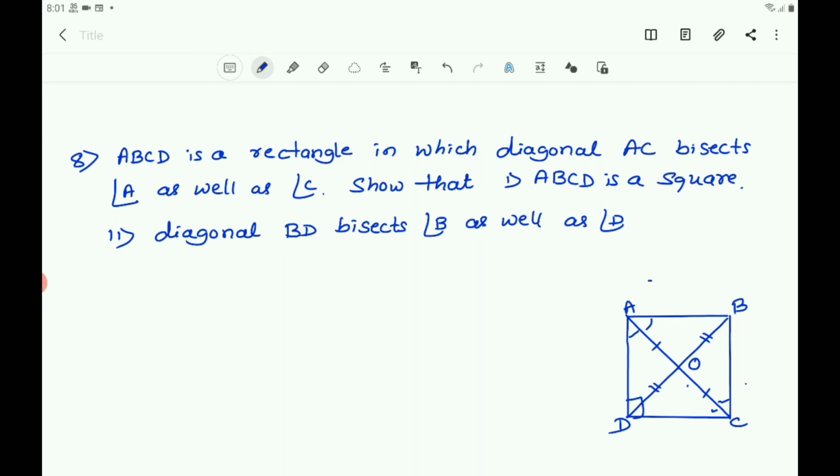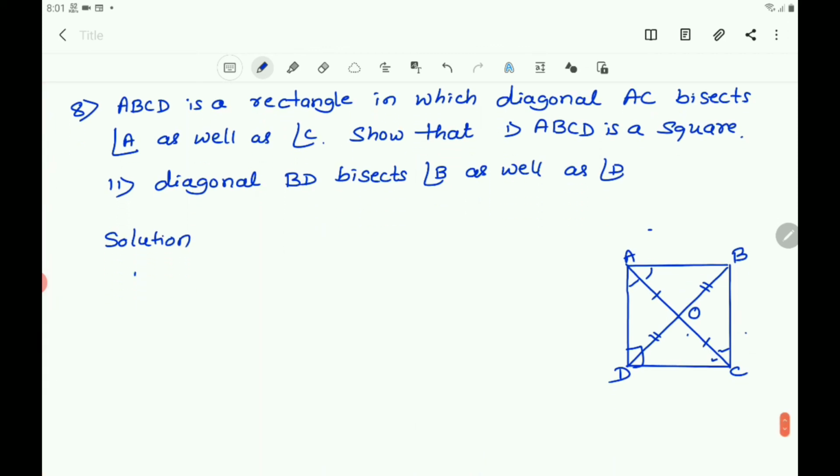So you write the solution here. Given that ABCD is a rectangle in which all angles are right angles.